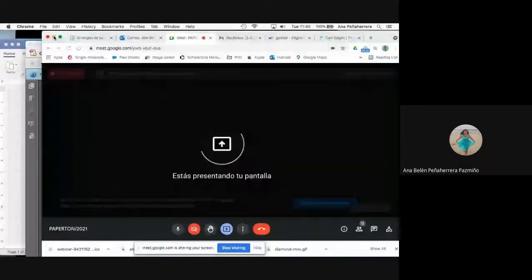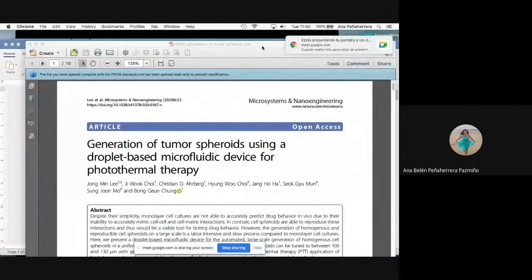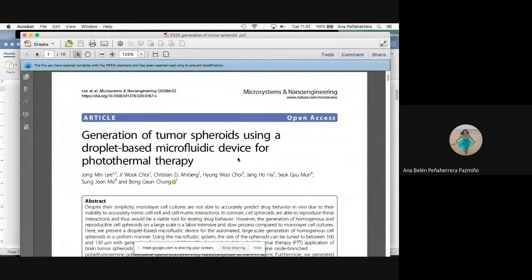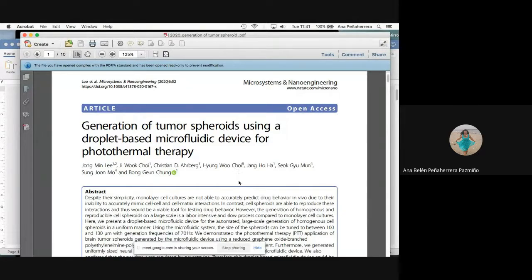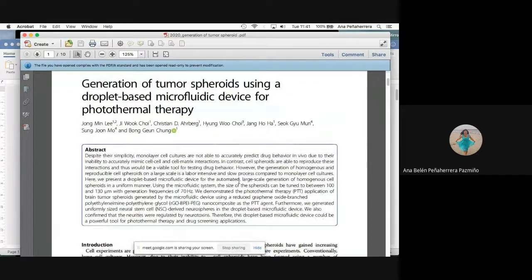Good morning, everyone. Today, I would like to talk about this article called "Generation of Tumor Spheroids Using a Droplet-Based Microfluidic Device for Photothermal Therapy." In this study, the authors proposed a new way to generate spheroids, because drug efficacies tend to be overestimated in monolayer culture. For example, the half maximal inhibitory concentration of paclitaxel, a drug active against tumors, was found to be two orders of magnitude greater in a three-dimensional culture.